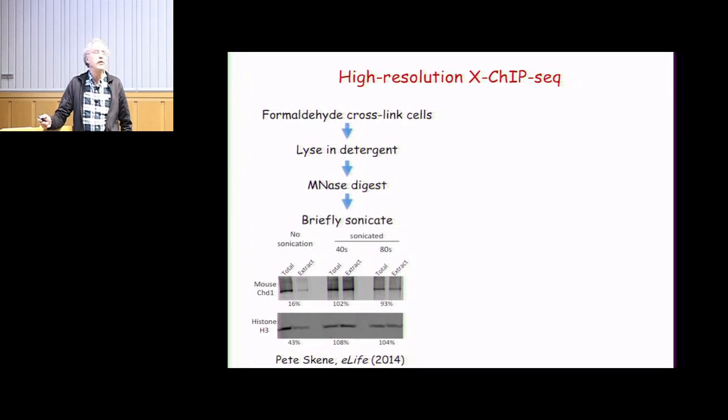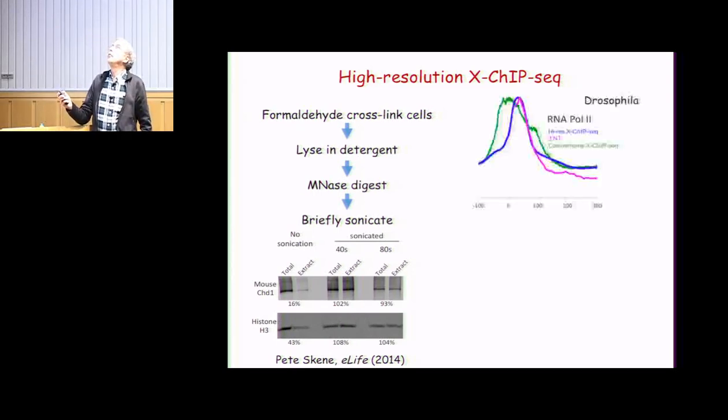So CHD1 is a nucleosome remodeler that Pete was interested in studying, and what he found was that with just brief sonication, you go from poor recovery to quantitative recovery of CHD1. When we applied this to RNA-Pol2, which I told you was terribly insoluble, what we basically see is that we get a result that really nicely corresponds to 3' NT, where we've mapped precisely where RNA-Pol2 is. So this seems to work.